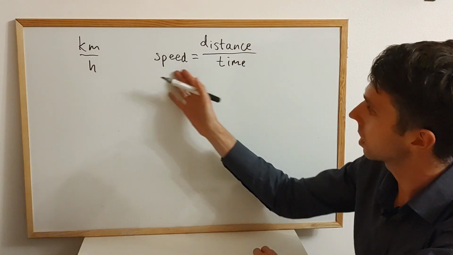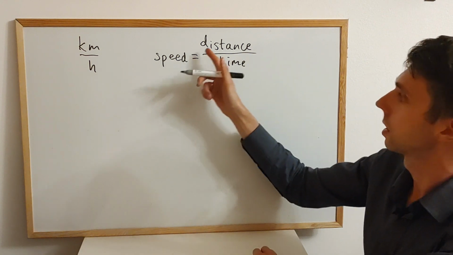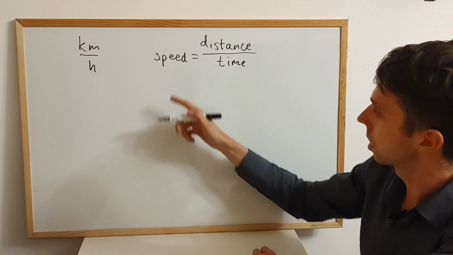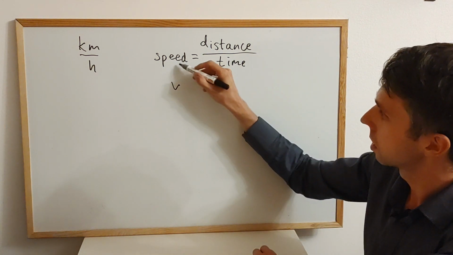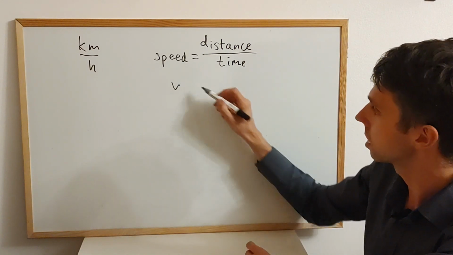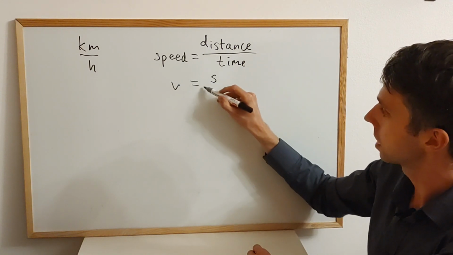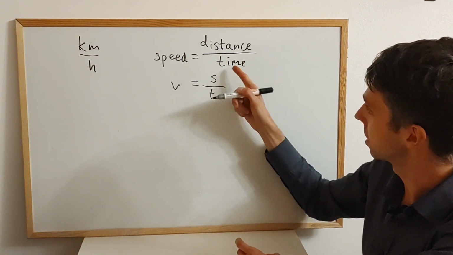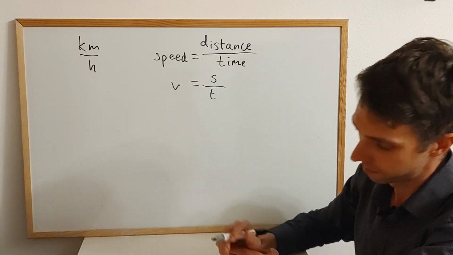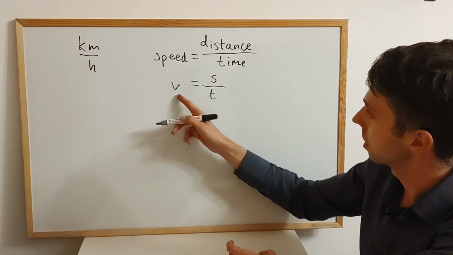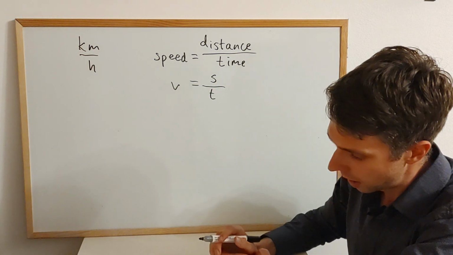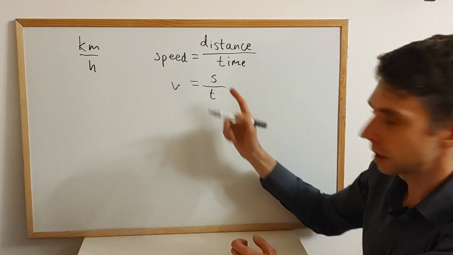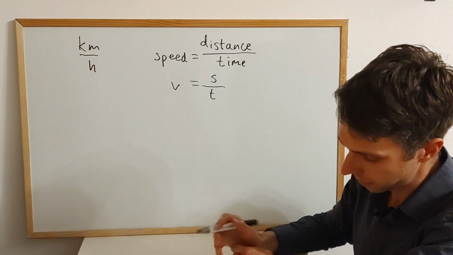To avoid writing the whole words like speed, distance, in physics, we introduce some symbols. So usually we denote speed by v for some reason, distance by s, and the only logical thing is to denote time by t. So anyway, speed, distance, time. So to calculate speed, you take distance, you divide by time.